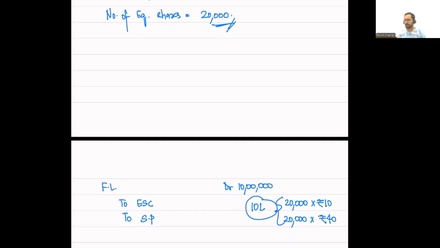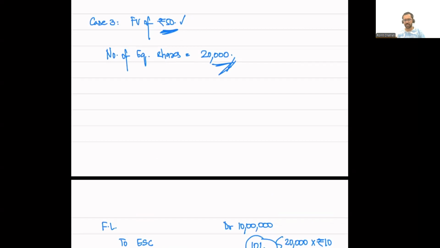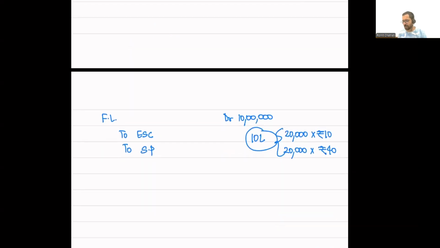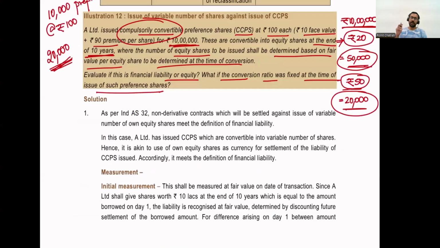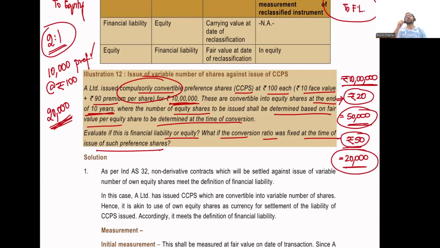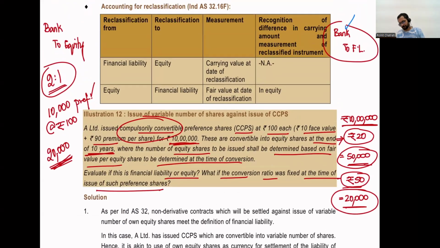All right. This is an example where I've assumed that the number of shares we are issuing is 20,000. If the number of shares that we are issuing changes, then the amount of share capital and share premium will also undergo a change. So this will be the journal entry at the end of 10th year. Until the end of 10th year, we are going to record this amount as a financial liability. And at the end of 10th year, when we are issuing equity shares, I will then de-recognize the financial liability and recognize equity share capital and share premium. So this is going to be the journal entry where the company A Limited is obligated to issue a variable number of equity shares.